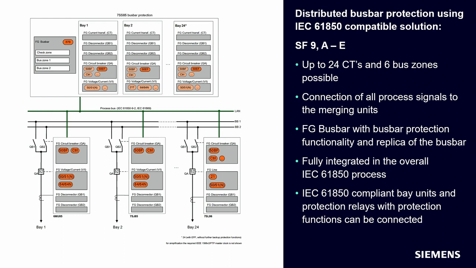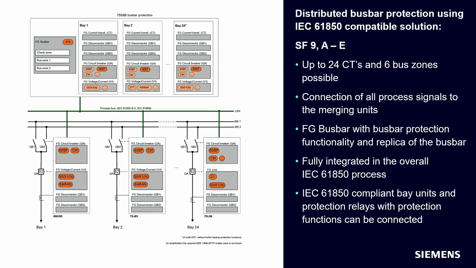We are here talking of a distributed system, which means the process signals of the circuit breaker, the disconnectors, and the current transformers are connected to the merging unit and not directly connected to the 7SS85. The merging units are then connected by process bus to the central unit. In this case, here the communication topology is drawn like a star connection. We will talk about the possible communication topologies for distributed busbar protection systems in our 3rd session also next year.